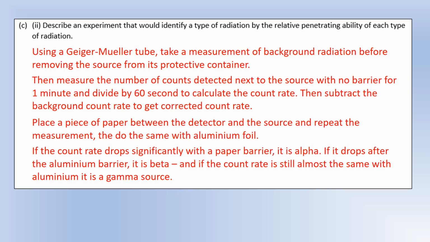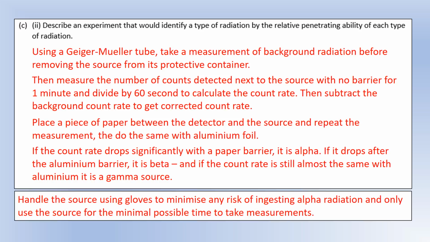And if the count rate is still pretty high after the aluminium, we know we're dealing with a gamma source of radiation. But the thing I'm going to stick at the bottom is thinking about making sure this is done safely. The most dangerous type of radiation to us humans is alpha, because if we ingest it or inhale it, it's going to cause a heck of a lot of damage. So I would handle the source using gloves so that it doesn't get onto my hands, so that I don't eat any radiation later on.